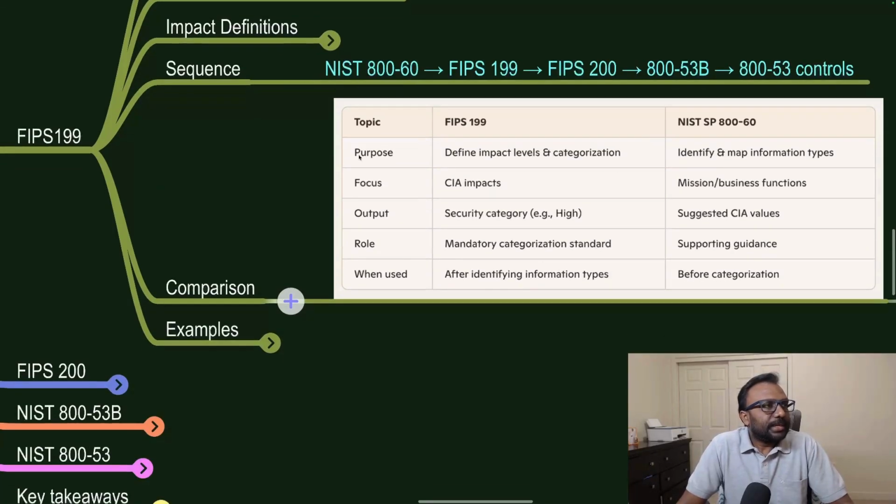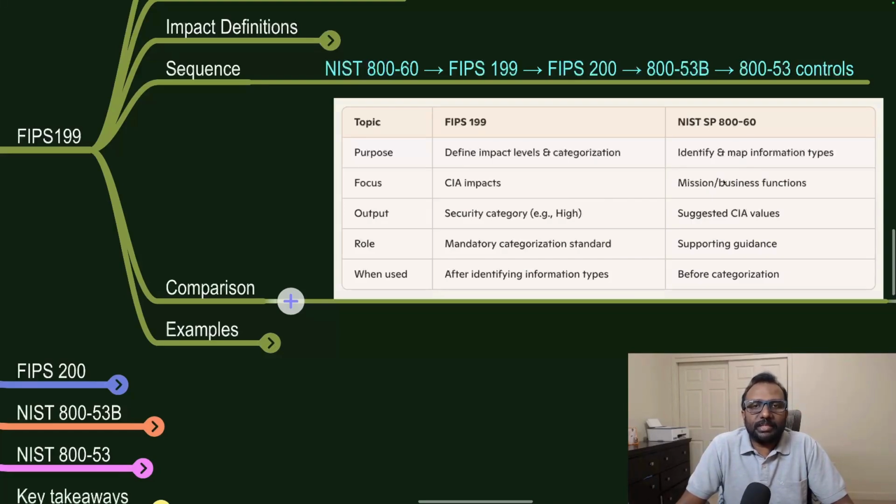Okay, good. Difference between FIPS 199 and 800-60. The purpose: identify and map information systems, that is 800-60. Here what we are going to do is the impact categorization. So what are the different impacts we need to focus on here in FIPS 199? Here: mission or business functions like HR, marketing, etc.